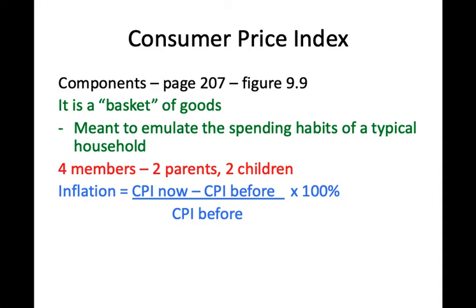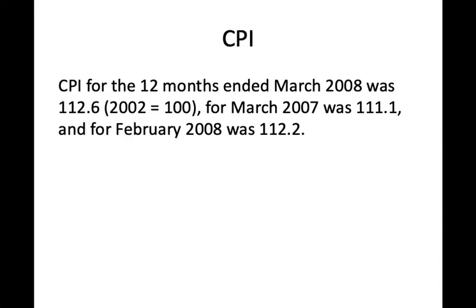And so let's take a minute to practice doing this. Our question is going to be to calculate the CPI and calculate inflation. CPI for the 12 months ended March 2008 was 112.6. For March 2007 was 111.1. And for February 2008 was 112.2. And in this question, you should take a look at two main things that might give you pause.